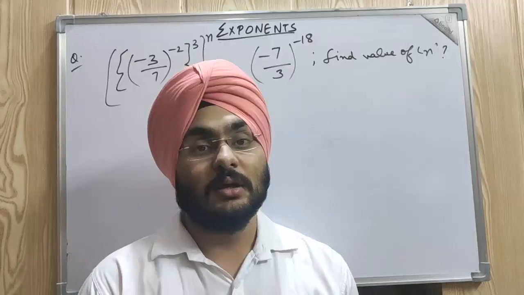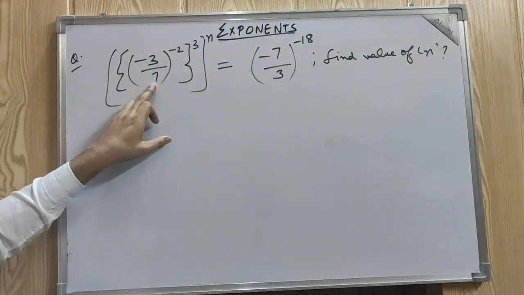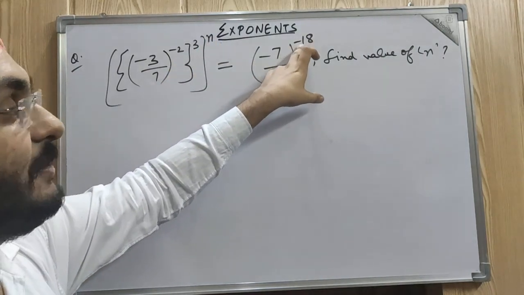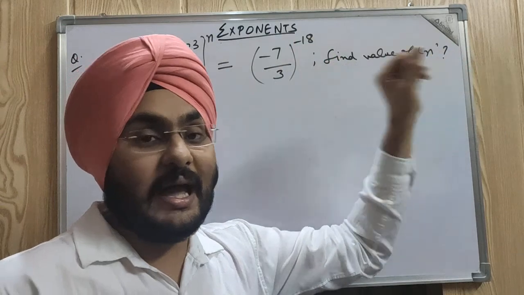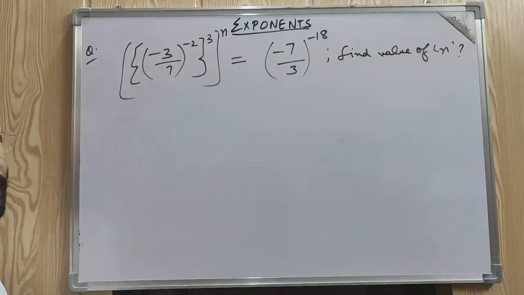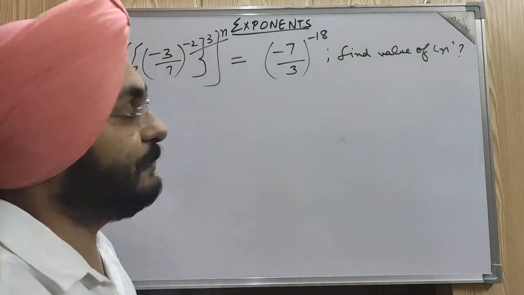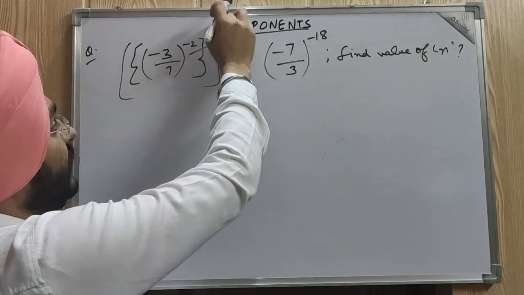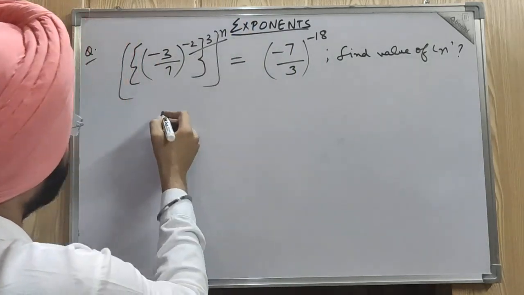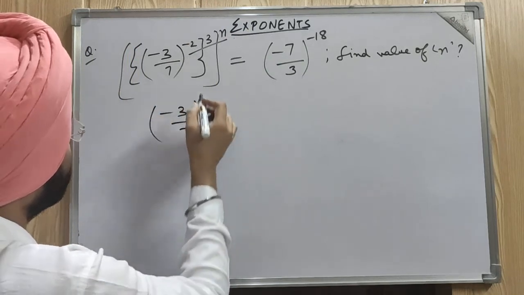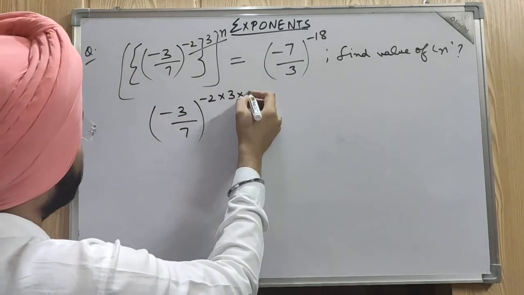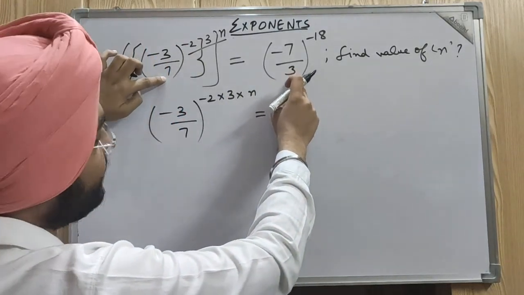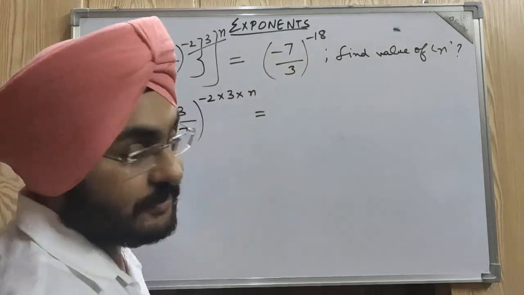So coming to the next question. Our next question is like in this way: minus 3 by 7 raised to the power minus 2, 3 and n, and here we are having minus 7 by 3 raised to power minus 18. He is saying find the value of n here. So this left hand side only: you know these powers will be multiplied here, since we have done in the laws of exponents, these powers in brackets will be multiplied. So what I can write here: minus 3 by 7 raised to minus 2 into 3 into n. You are seeing here we are having minus 3 by 7, here we are having minus 7 by 3. Basically these two are the reciprocals of each other.